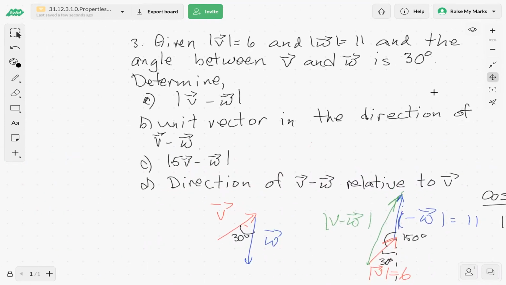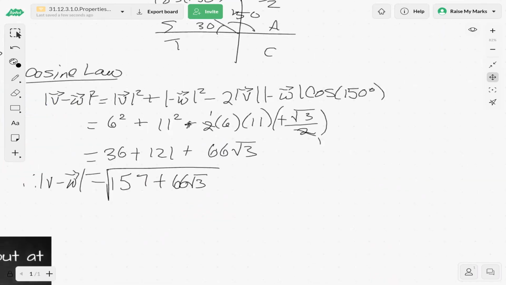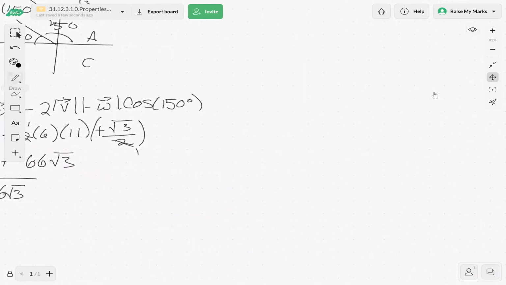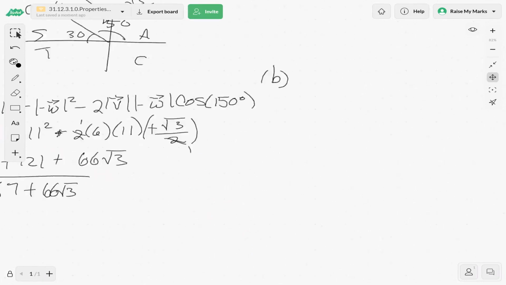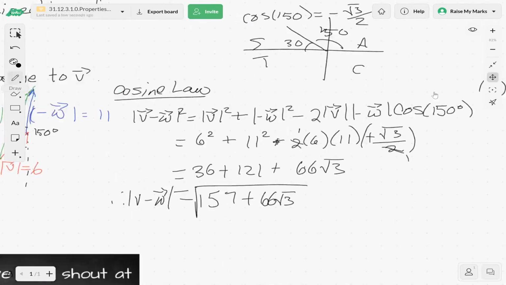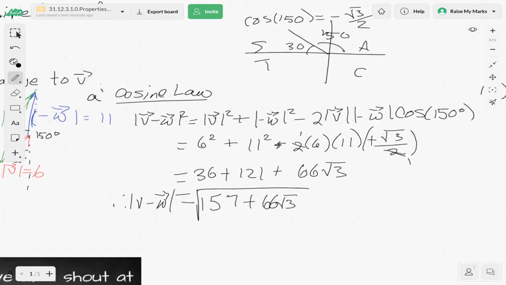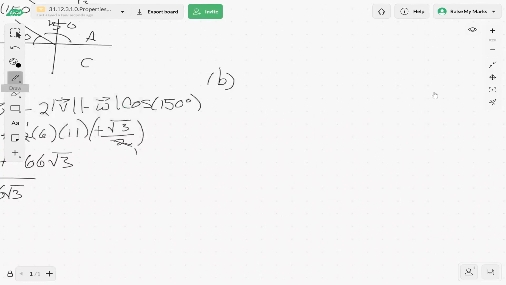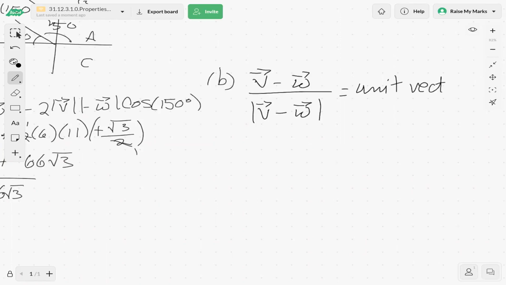Now, part B, the unit vector in the direction of v minus w. So how do we create a unit vector? Let's again scroll over to this part B. So let's just mark this off. So we looked at part A and we got that the magnitude of our vector v minus w is the square root of 157 plus 66 root 3. To create a unit vector, all we do is we take the original vector v minus w and divide by its magnitude. That's it. This is a unit vector in the direction of v minus w.